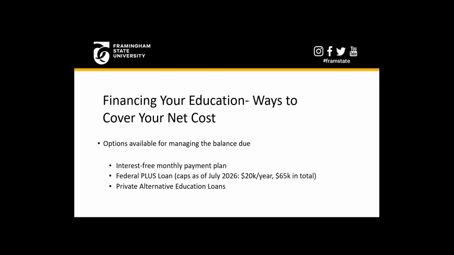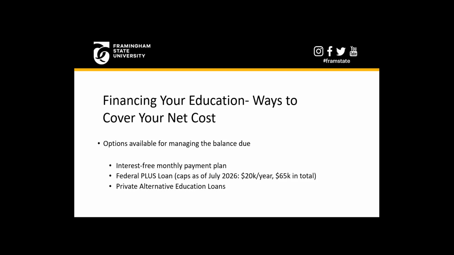So if there is a balance due after financial aid is applied, there are different ways to cover that net cost. And most families these days are using a combination approach. Most families cannot just write one check and be done with it. Most of our families are using a combination to cover that balance due.